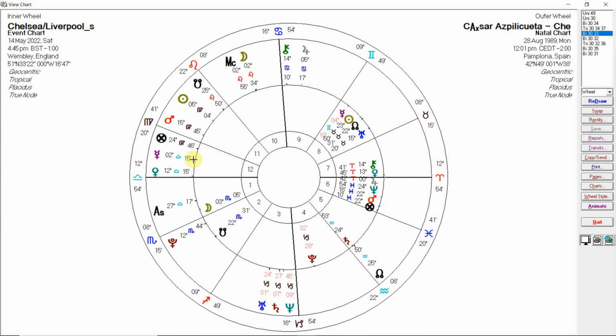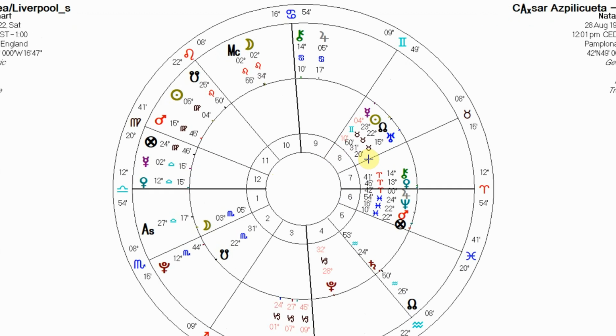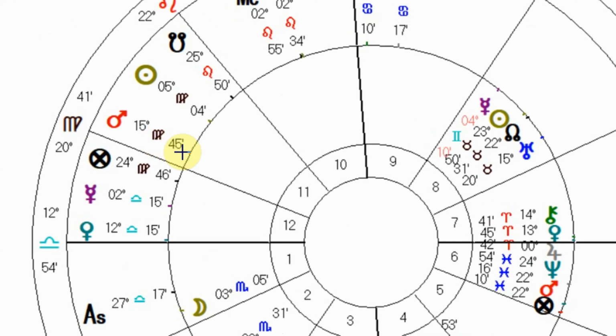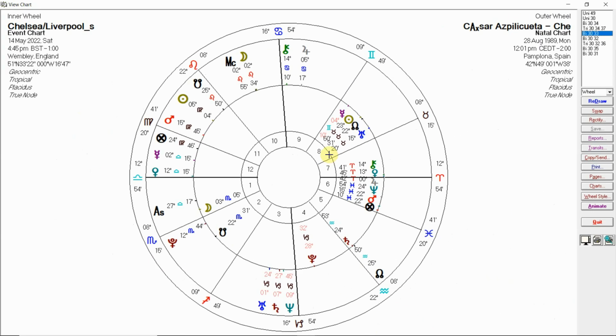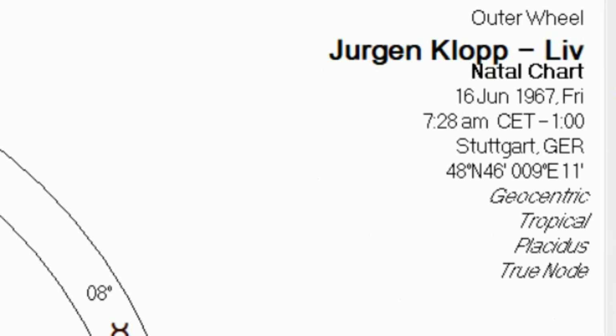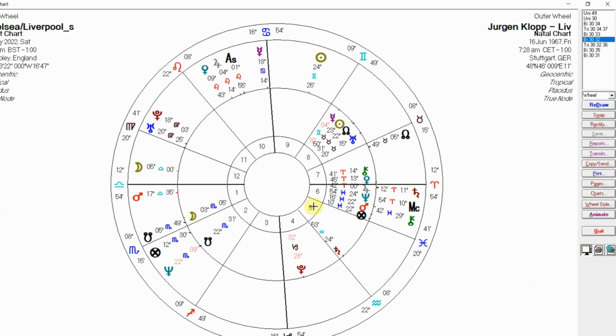I would rate that as a positive. However, Jupiter is quite some way away. Also has Uranus up here in Taurus applying to a trine to his Mars, a minor positive indicator. Looking at Jurgen Klopp, the Liverpool manager, how does he line up today?